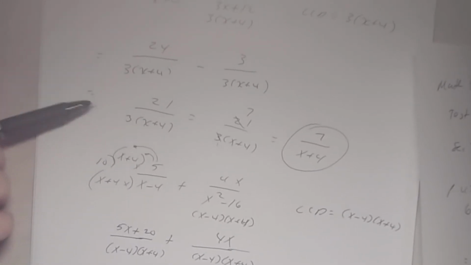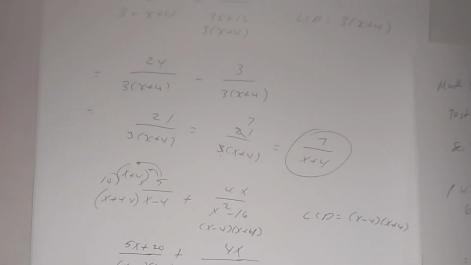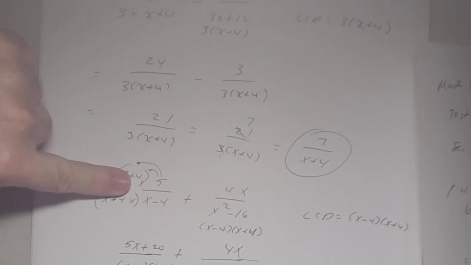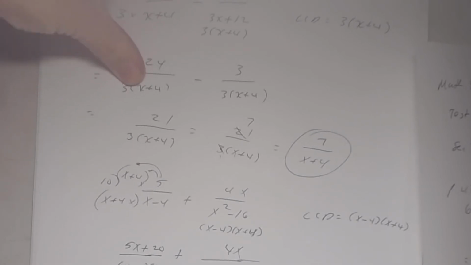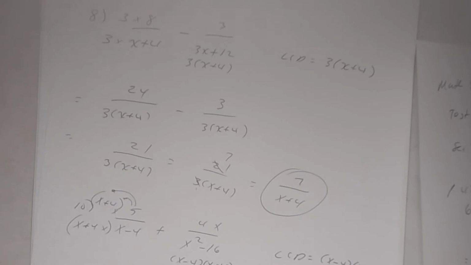All right, so notice all these little steps we went through. Okay, so you factor first, then you find the LCD, then you write equivalent fractions, then you factor the numerator if you can, and then you simplify. Good? All right, so that was 10 right here.